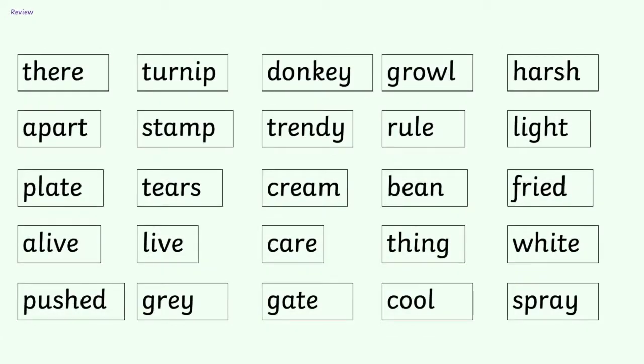Okay, let's see what you found. We had rule and cool, both with the OO sound in the middle. And in rule, it's a UE split digraph, and in cool, it's a double O.